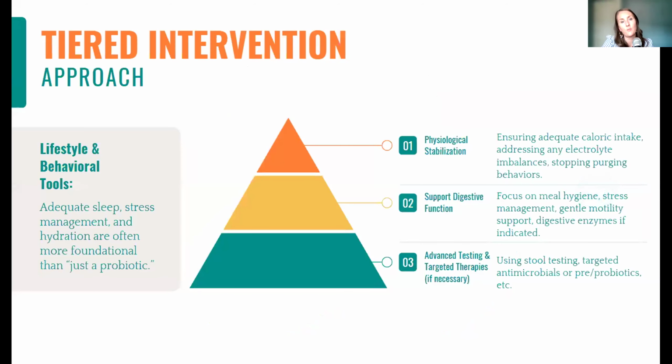So here's kind of this tiered approach that we're looking at. Number one is physiological stabilization. We can't make a ton of progress if the body's not getting enough nourishment. All the dietitians in the room probably spend a lot of their time talking about this.